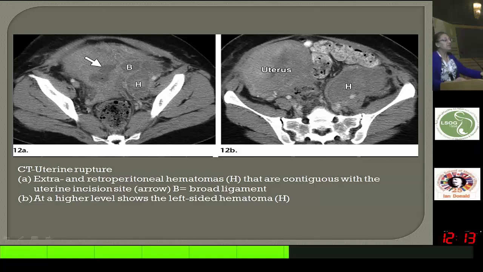This is a CT scan where we have hematoma. This hematoma is communicating with another one in the pelvis, going to the cortical. And this is a big hematoma. Also, this indicates a uterine rupture.